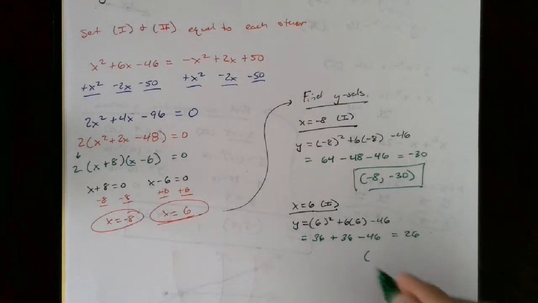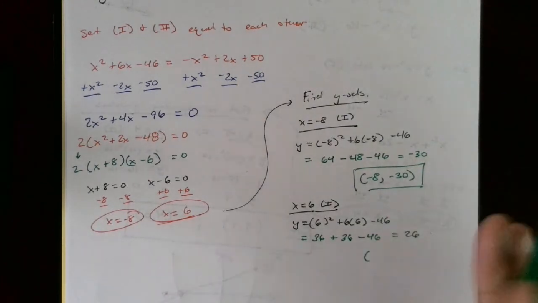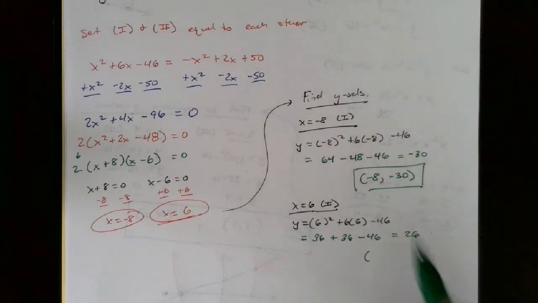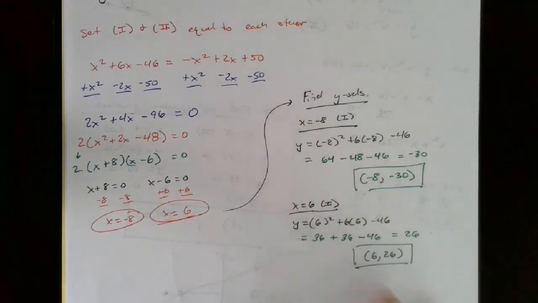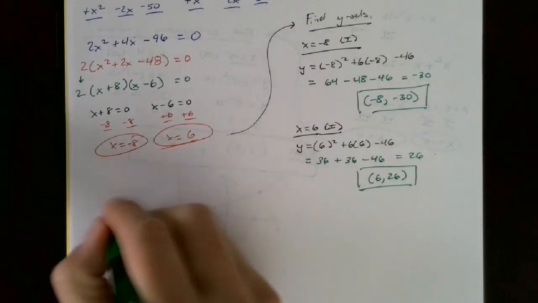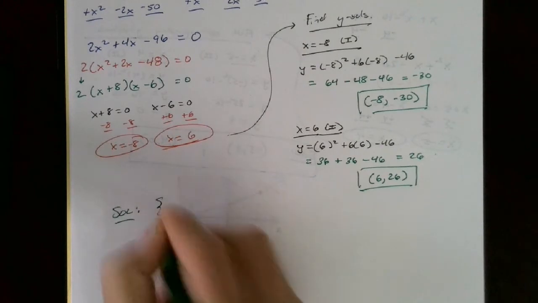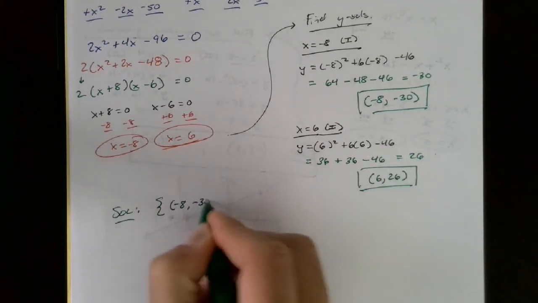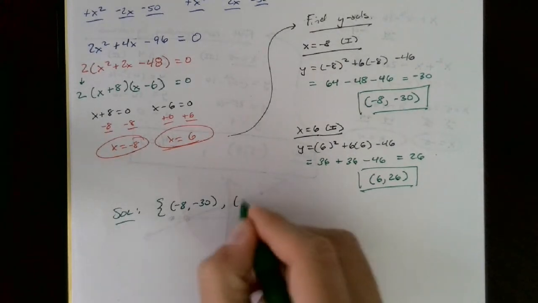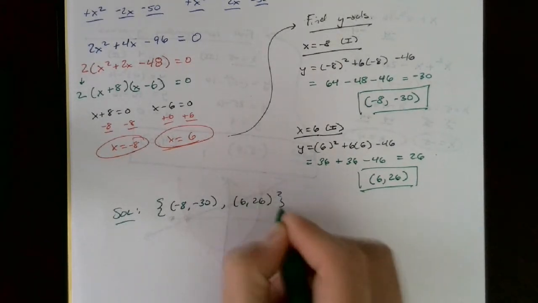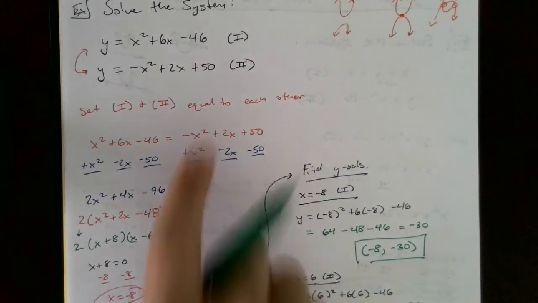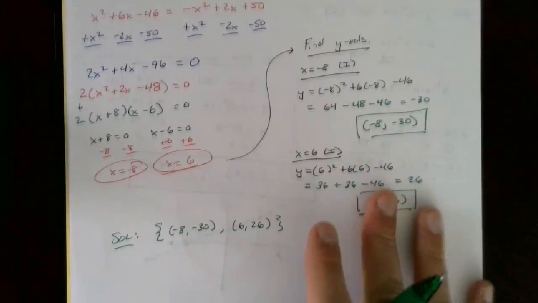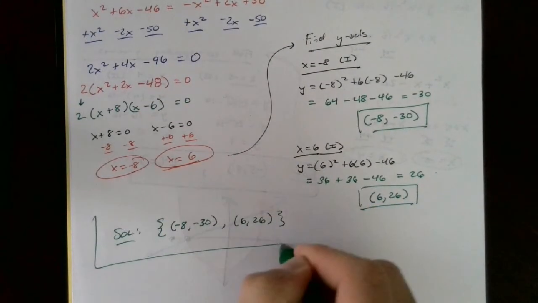So the other solution, remember that solution means where these two parabolas intersect, they intersect at 6 as the x value, comma the y value, which is 26. If I was writing the solution to this problem in set notation, remember you can write the curly braces, but it's the ordered pair, so you need the negative 8, negative 30, and the 6, 26. That's the solution to this system of equations. Those are the points where these two parabolas intersect.